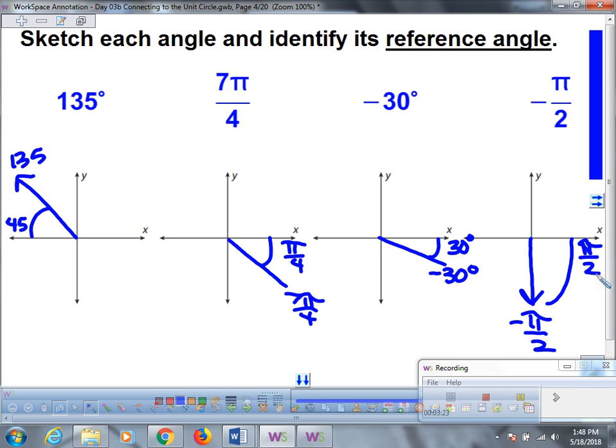Yes? No, never. Because we never have a negative triangle. Make sense?